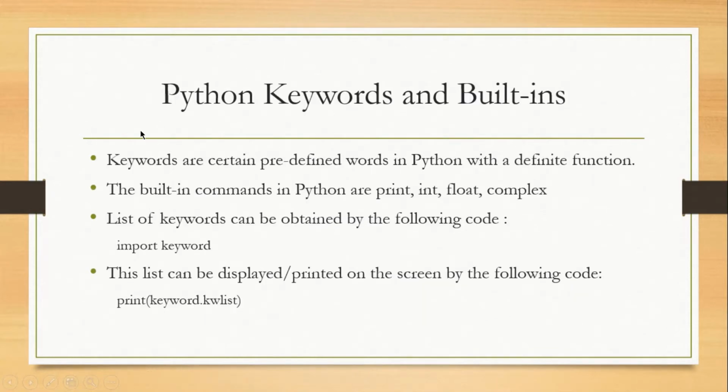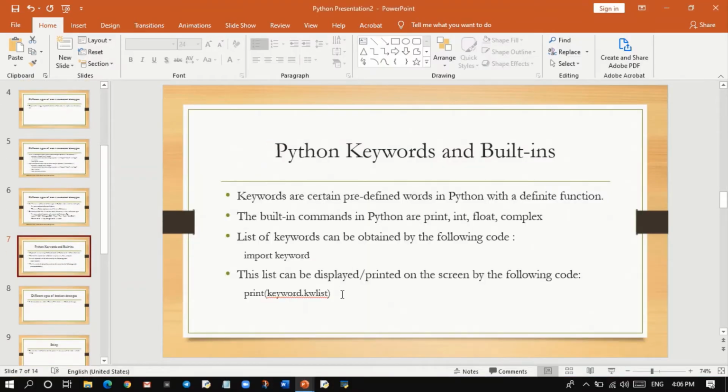Next, Python keywords and built-ins. Keywords are certain pre-defined words in Python with a definite function. The built-in commands in Python are print, int, float, complex. A list of keywords can be obtained by the following code. I'll show this to you in Python.